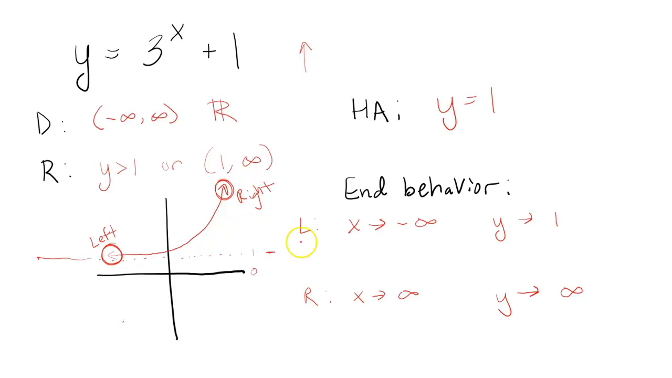So we are just looking at what the left end is doing. As we go to the left, my y value is approaching 1. As we go to the right, my y value is going up. It's approaching infinity. Let's look at another one.